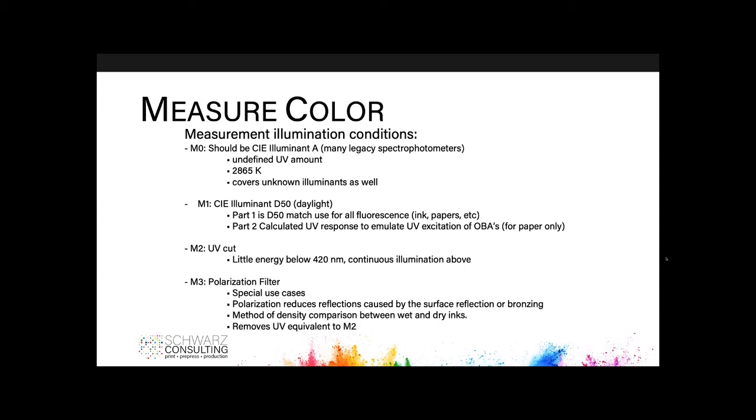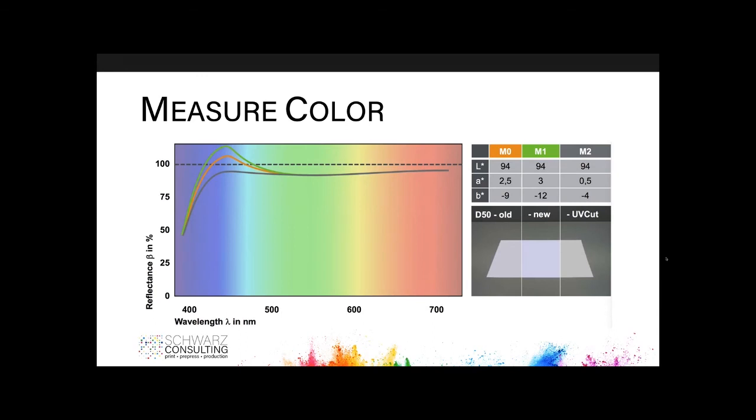So there are some special applications where M3 makes sense, but actually in our industry it's M1 and M2, and old measurement devices use M0. Just to show you what's happened, on the upper right you see 3 measurements of the exact same media, just using different measurement conditions. As you see, the LAB value of the white you get: the L is 94 on all measurements.